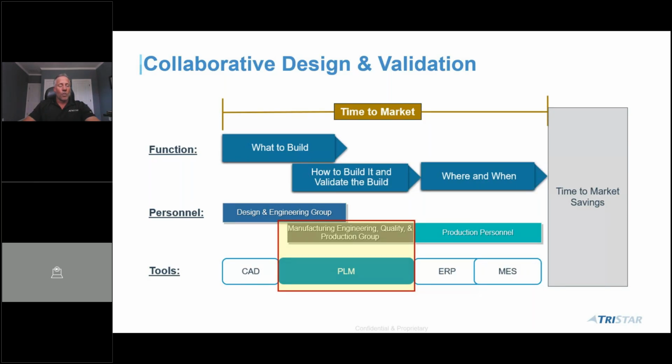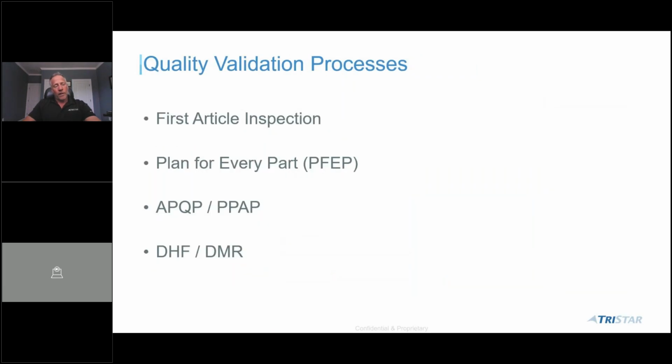Okay. And so what we're going to help you understand here is how can you do that in a tool like Windchill and manage that data properly. Okay. And so obviously with these quality validation processes, like I alluded to, we see a lot of folks doing first article inspection.